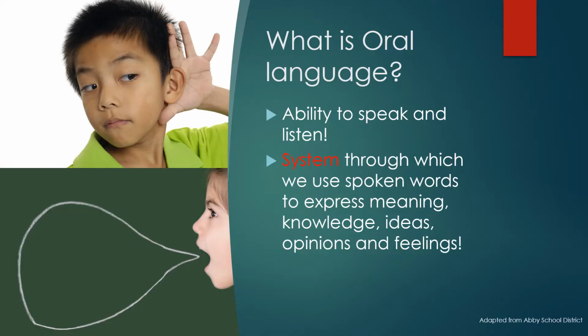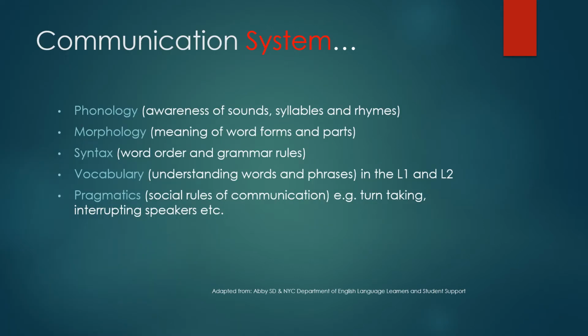What is oral language? Well, the obvious answer is that it's speaking and listening. But we can also think of it as a system through which we use spoken words to express meaning, knowledge, ideas, opinions, and feelings. This communication system is comprised of phonology, morphology, syntax, vocabulary, and pragmatics.